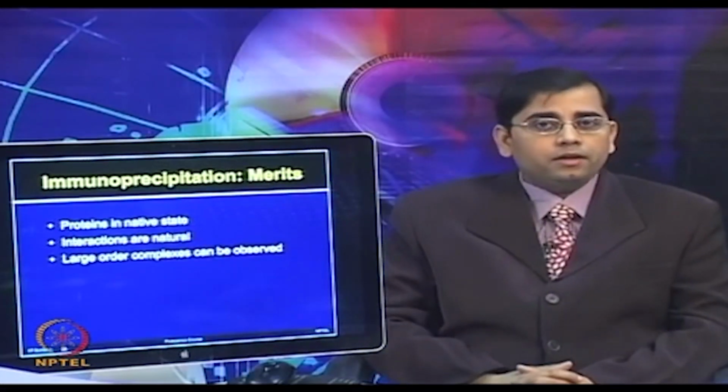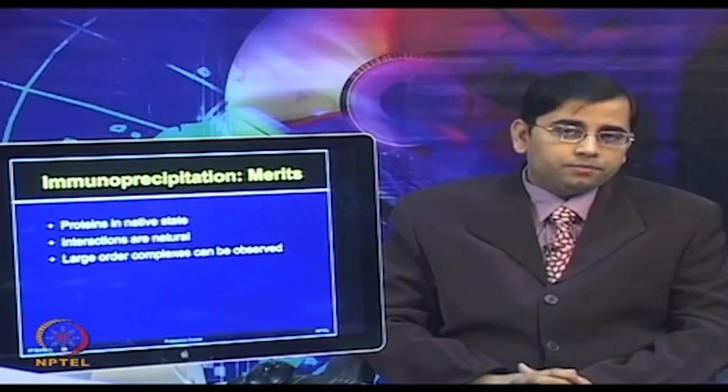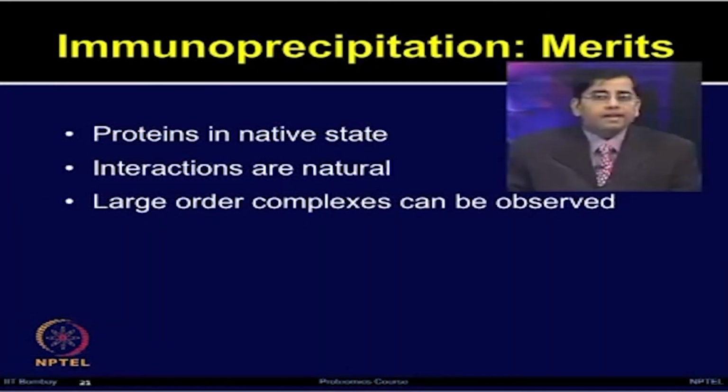What are the different advantages or merits of using the immunoprecipitation method? In this method, proteins are isolated in the native state. Now, why is this native state important? The native state will allow native complexes to be formed. It also allows post translational modifications to be retained. So, that is why it is essential to perform these steps in native or non-denaturing conditions.